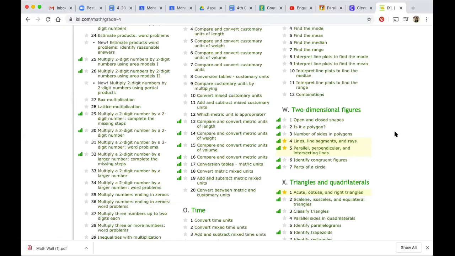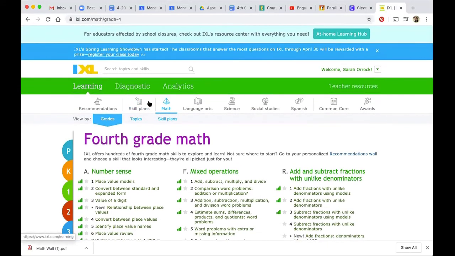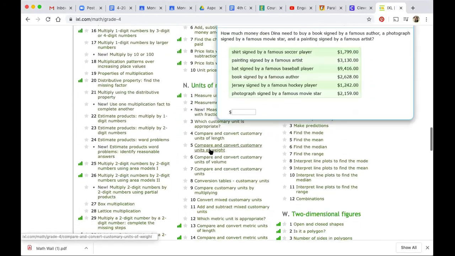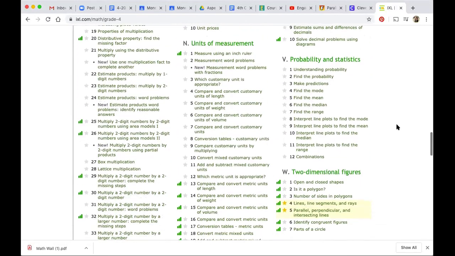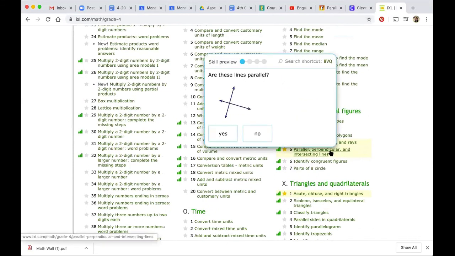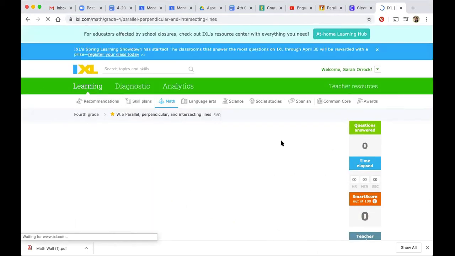One thing I did want to show you is on IXL up here. Once you go into your grade learning and then grade 4 and into math, you're going to scroll all the way down after today's lesson and after you finish the problem set. You're going to go all the way down to W, 2-dimensional figures, and you're going to click on where it says parallel, perpendicular, and intersecting lines. That is your assignment after you're done with the lesson today and with the problem set.